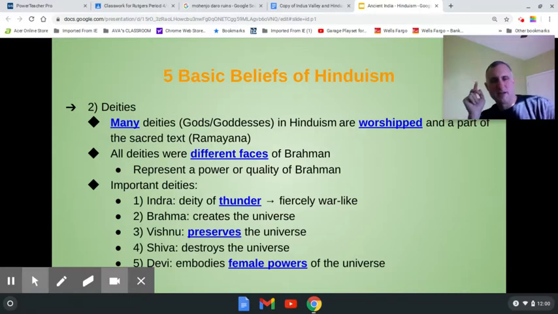But period 4-6, we might get to the deities. The deities, there are many, that's polytheistic, and they were all different parts of the Brahman, right? Indra was the thunder god. Brahma creates the universe. Vishnu just preserves it, keeps things going. Shiva is the destroyer. I think we saw that in one of the videos that showed near the place where they always have the funeral pyres and people burning that are dead in different places. And Devi is like girl power, if you will, female powers of the universe.